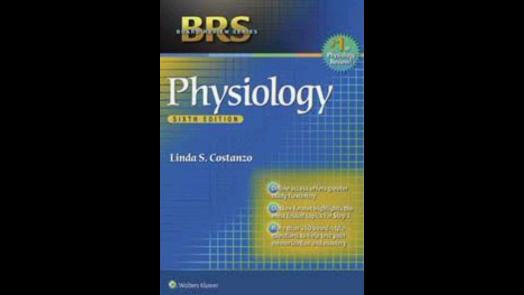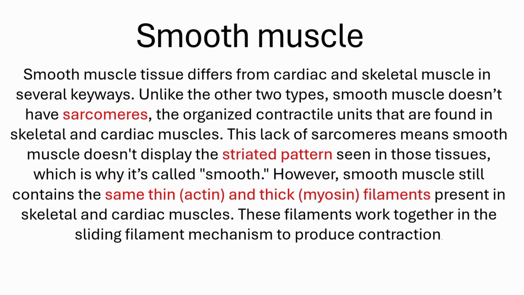So this is the last video of chapter 1 BRS Physiology, and the topic is smooth muscle. In the previous video we discussed skeletal muscle, its structure and the mechanism for excitation and contraction in skeletal muscle, and I will follow the same pattern for smooth muscle. So let's get started.